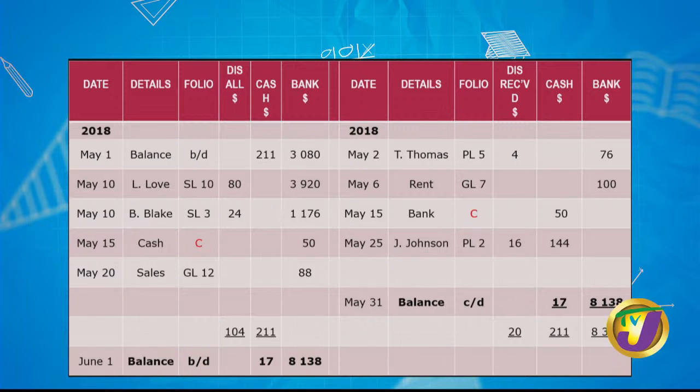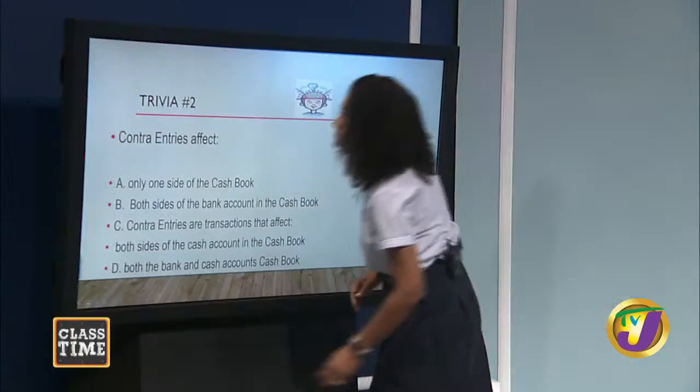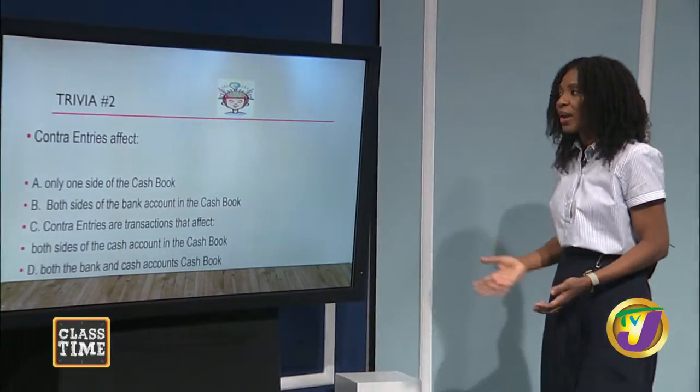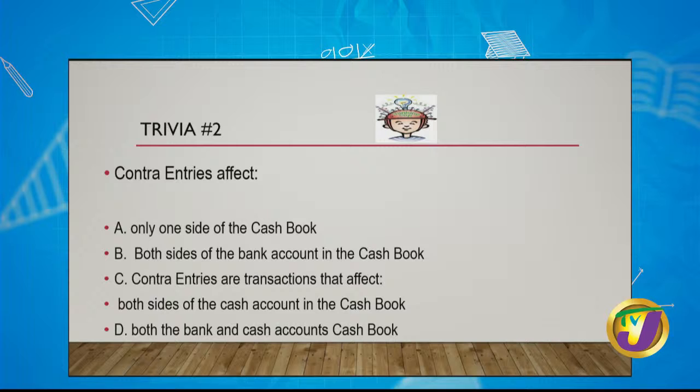Always remember too, that our cash column or cash account can never show a credit balance because you can't spend more cash than what you have. But the bank columns can, because you can end with an overdraft. So that's basically our 3-column cash book here. Now, here's another trivia. Contra entries are transactions that affect both sides of the cash account in the cash book, or both the bank and the cash accounts. Sorry, both the cash and bank accounts in the cash book.